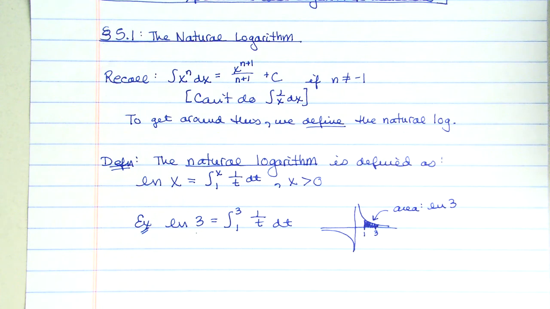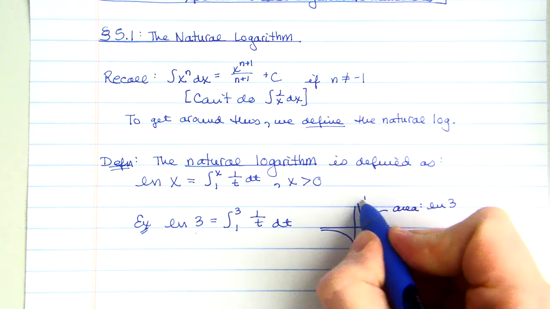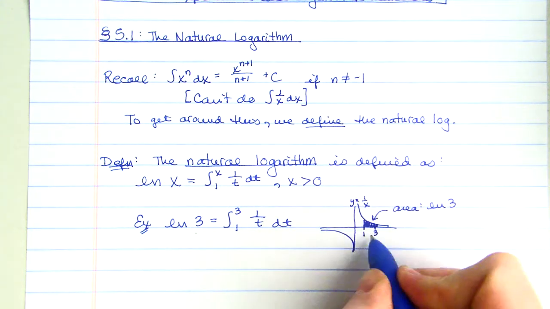Well, how can we get a decimal for this? You remember all those area approximations, right endpoint sum, left endpoint sum, midpoint sum, trap. We could use those to get a decent approximation for the natural log of 3, but the actual value is the area under 1 over x from 1 to 3.